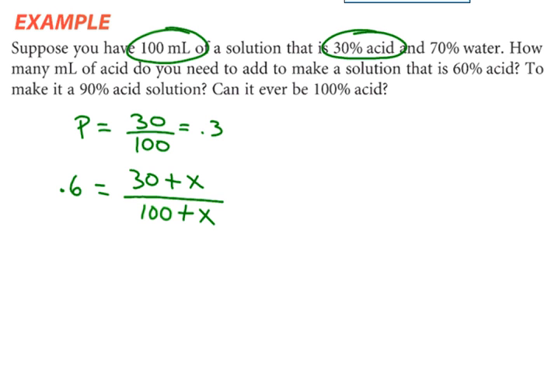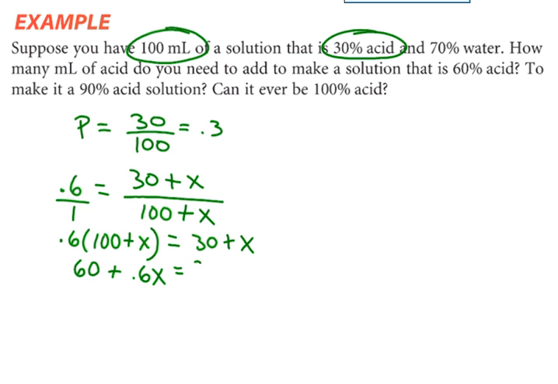So now we have a rational equation that we can solve for X, and X stands for the amount of acid to add. So we're going to cross multiply. The 0.6 is 0.6 over 1, of course. So when we cross multiply, we're going to have 0.6 times 100 plus X equals 1 times 30 plus X, which is just 30 plus X. Then we're going to distribute the 0.6. So 0.6 times 100 is 60. And then 0.6 times X is 0.6X. That still equals 30 plus X.